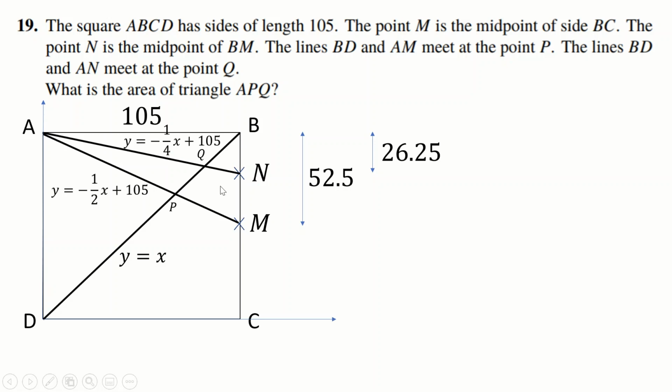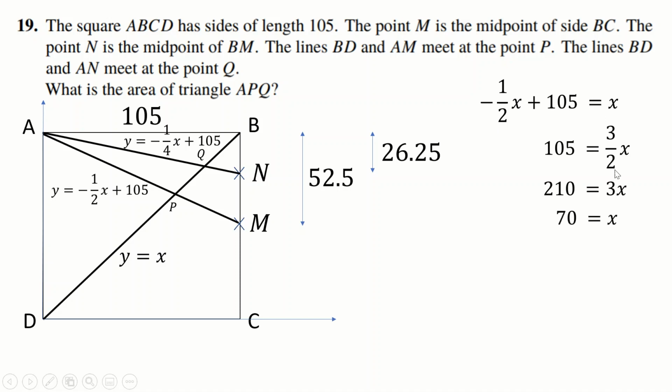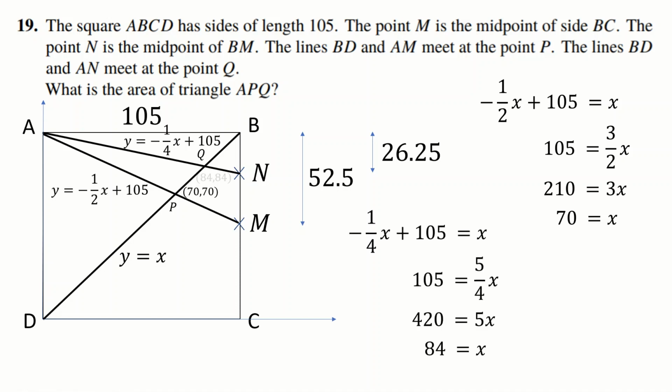Now, what am I doing here? Well, I'm just going to find the coordinates of these 2 points by setting these 2 lines equal to each other and these 2 lines equal to each other. That gives me the coordinates of these 2 points. So for P, set this line equal to this line. This is very easy to do. You just add this to both sides, times by 2 divided by 3, and you get x is 70. Now, of course, this is the line y equals x, so any x coordinate is going to be equal to the y coordinate. So this is the point 70, 70. Same thing over here. Ends up being very similar, and you get the point 84, 84.